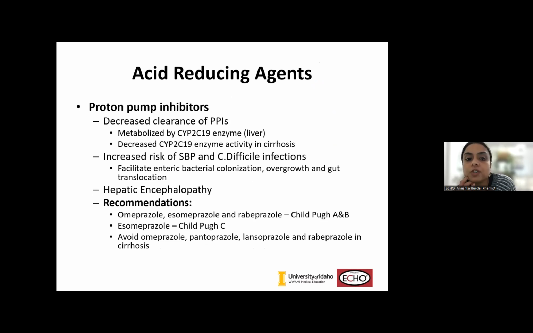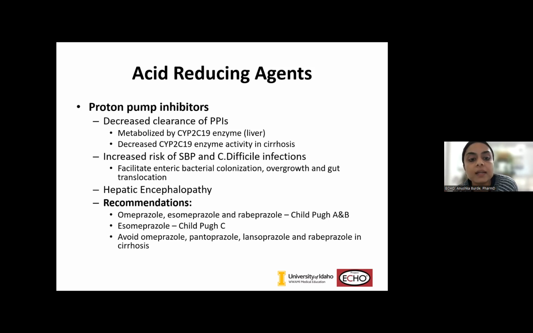Now, proton pump inhibitors, we see PPIs quite a bit. Pretty much every patient of mine who has chronic hep C is on PPIs. The problem with PPIs is that they are metabolized again by the CYP2C19 system. And as I mentioned before, CYP2C19 system activity is pretty reduced in somebody who has advanced cirrhosis, which is why the levels of PPIs go up, right? Because they're not metabolized, because that enzyme system is not very active, which results in increased risk of infections such as C. difficile and SBP.